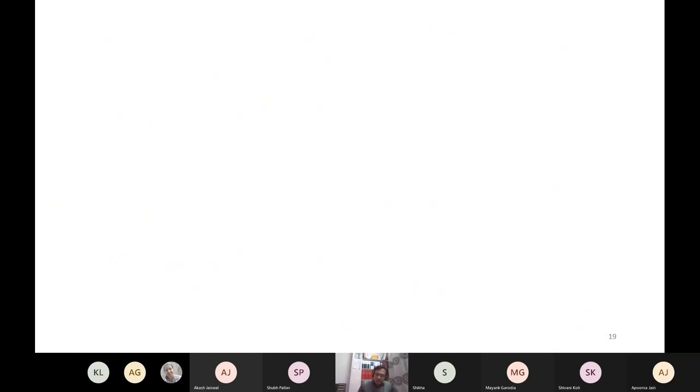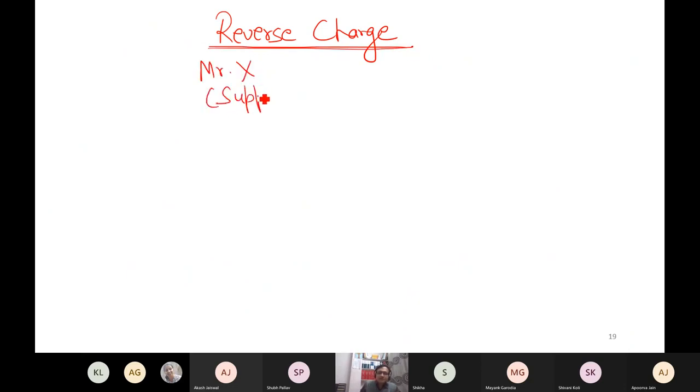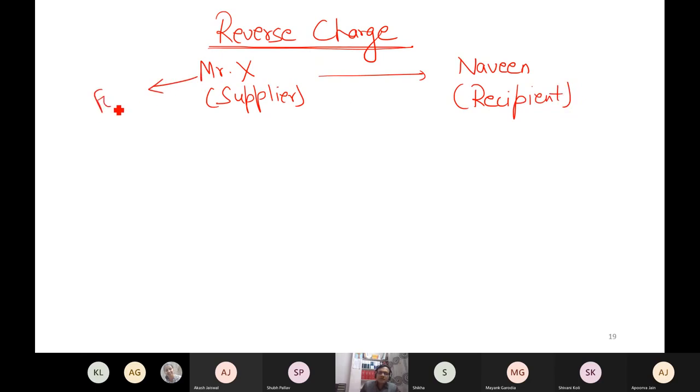So now the next question arises within levy and collection. The topic now is reverse charge. So reverse charge means the recipient pays. If Mr. X is the supplier, and for example, I, Naveen, am the consumer, so I am the recipient. In forward charge, whenever I purchase the goods, the supplier will pay the tax. The supplier's obligation is to pay the tax, but in reverse charge, the recipient has to pay.